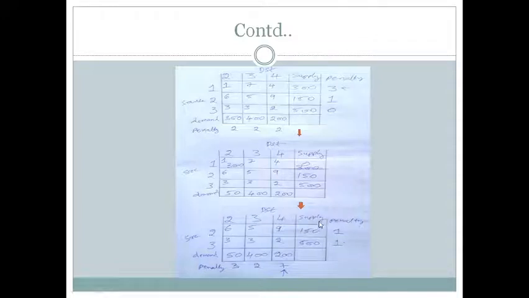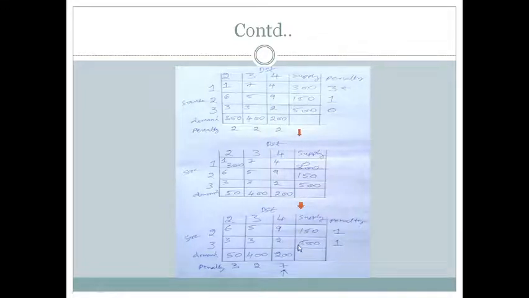Find the penalties. So the new row penalties are 5 minus 6, it is 6, 6 minus 5 it's 1, and 3 minus 2 it's 1. Same thing here, 3 2 7. So now in this case the maximum penalty is 7. Again we are going to make the comparison and take the least one. Okay, so the 2 is the minimum value here.